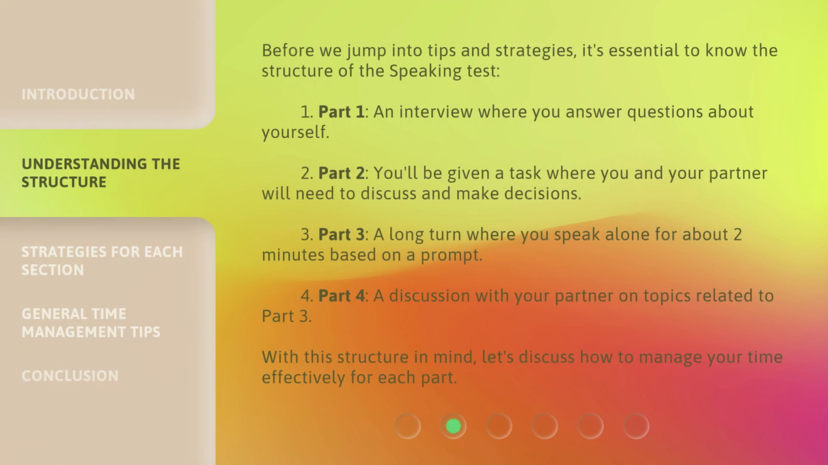Before we jump into tips and strategies, it's essential to know the structure of the speaking test. 1. Part 1. An interview where you answer questions about yourself. 2. Part 2. You'll be given a task where you and your partner will need to discuss and make decisions. 3. Part 3. A long turn where you speak alone for about 2 minutes based on a prompt. 4. Part 4. A discussion with your partner on topics related to Part 3. With this structure in mind, let's discuss how to manage your time effectively for each part.